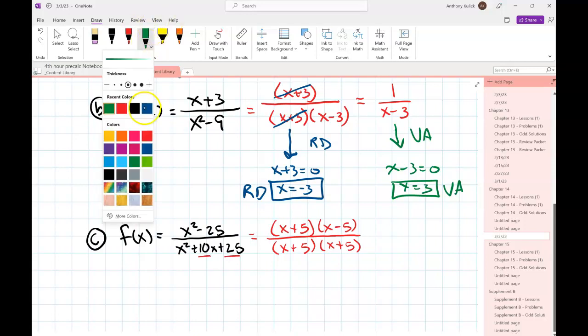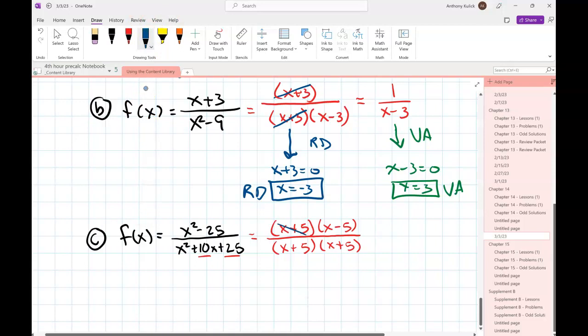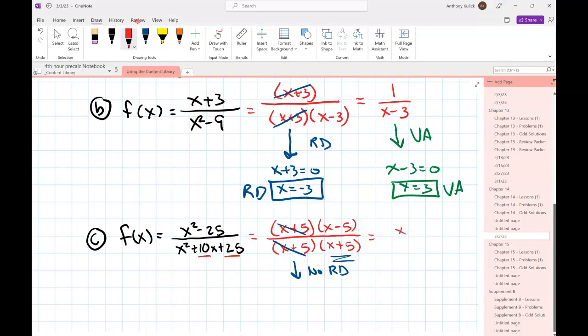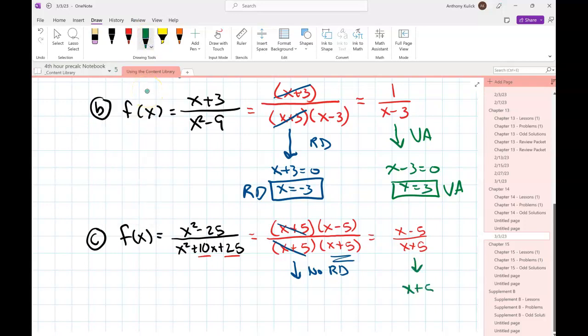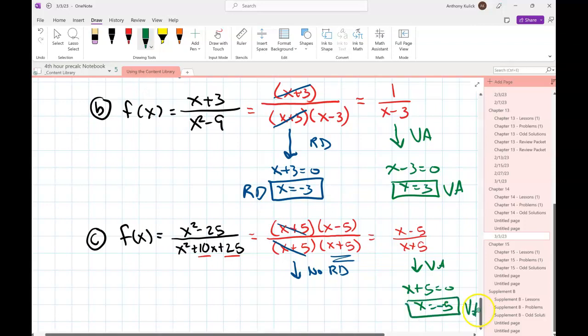Okay. Is there anything to reduce? Yes, the x plus 5s. Are there x plus 5s left? Yes. So even though we reduce that, it doesn't create a removable discontinuity because there's still an x plus 5 left in the denominator. So when I set the reduced denominator equal to 0, that's just going to give me the vertical asymptote of negative 5.